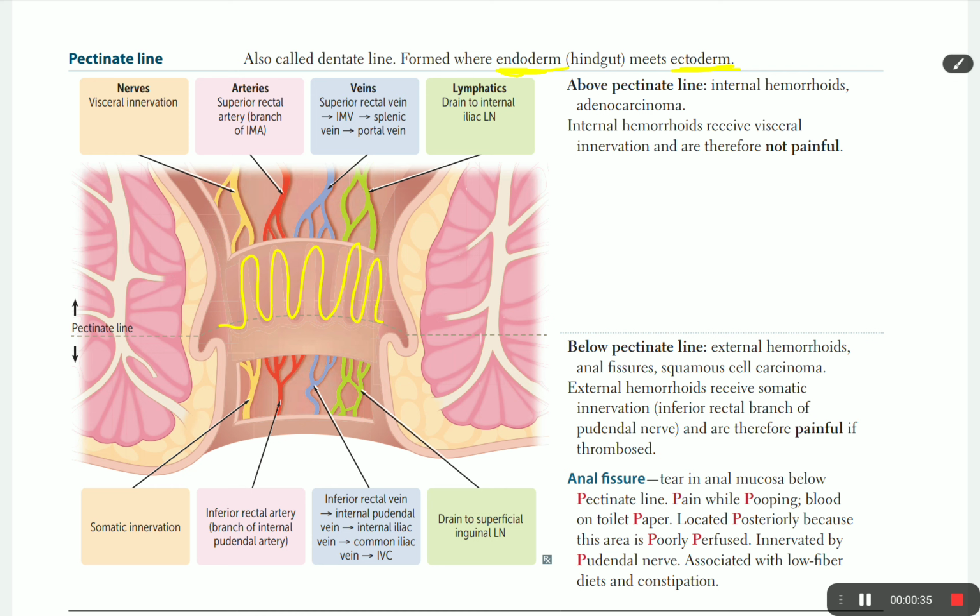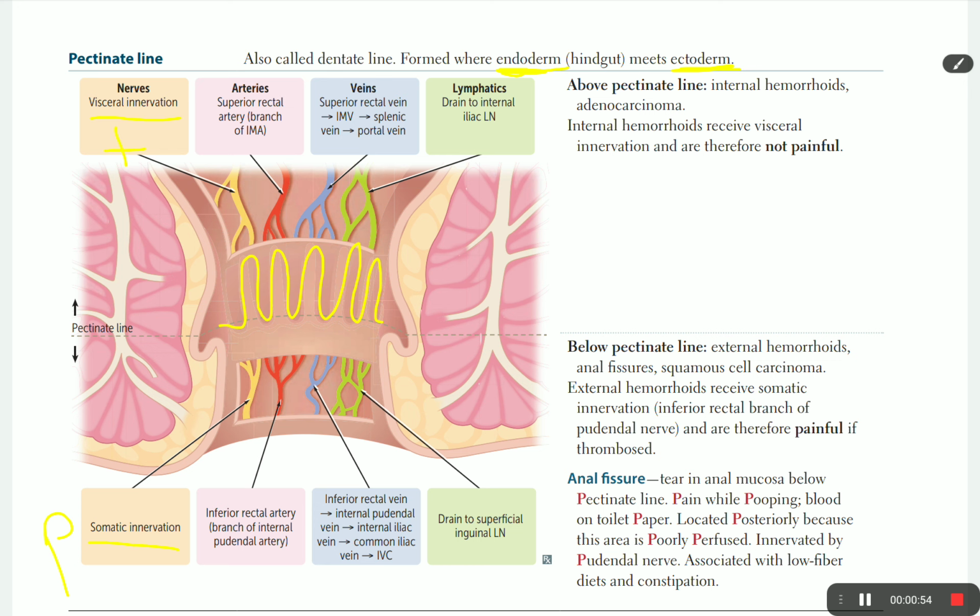So the innervation for the area above the pectinate line is visceral innervation. That means there is no pain. But the area below the pectinate line is somatic innervation, so there is pain. We can feel it because it's somatic.